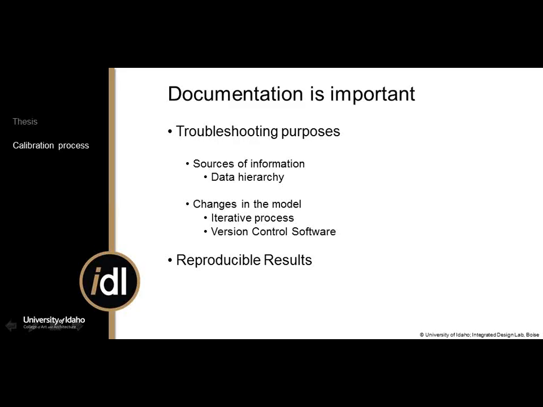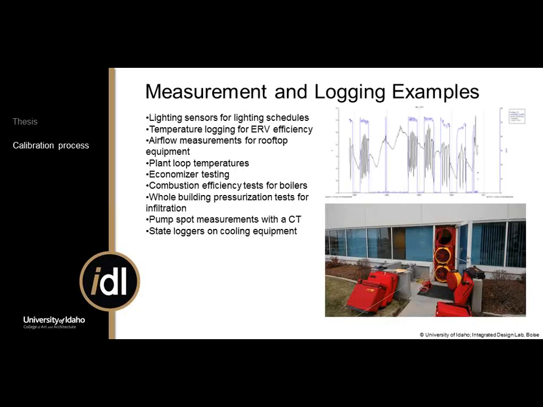And a good way to keep track of the changes is version control software. There's an open source one called Tortoise SVN. It just tracks the changes of each of the data inputs for the software. So some of the logging equipment examples that Jake was going to talk about.